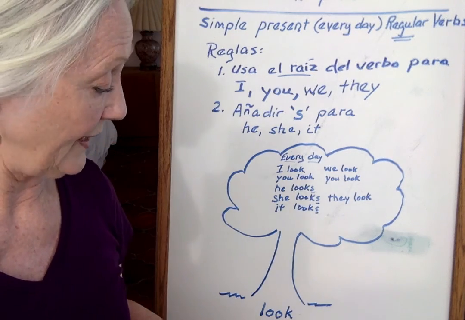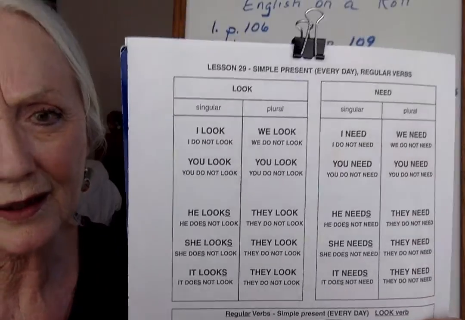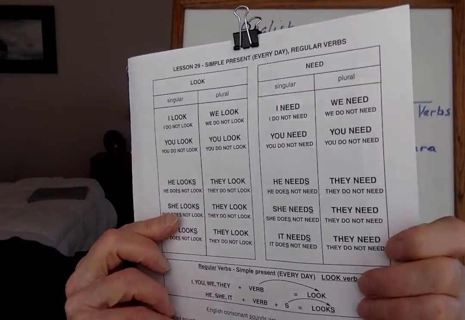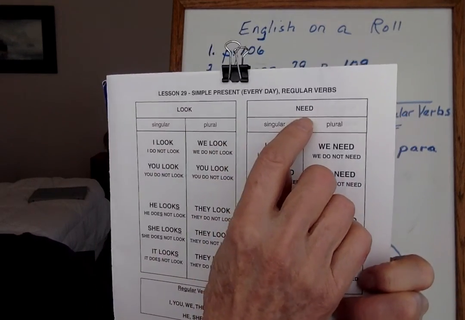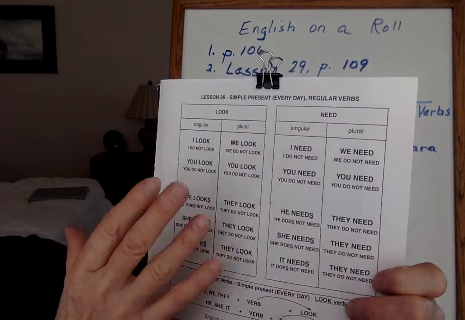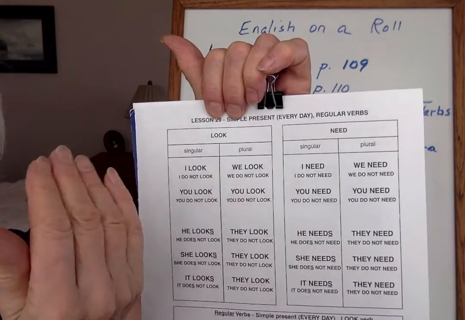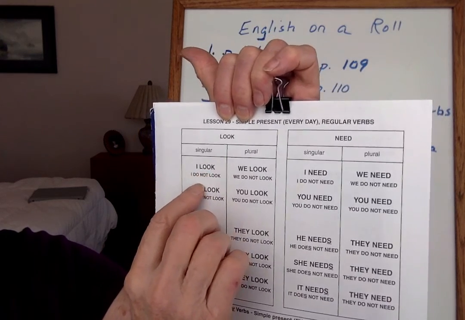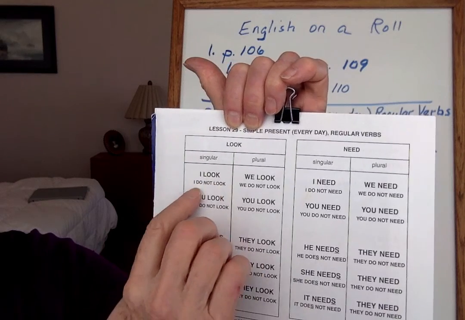So I have that. Now, let's look at this. Voy a hacer con este, es mejor. Okay, now, here is look, raíz is look, here is need, dos verbos regulares. Por ejemplo, I look. Repite, por favor. I look.